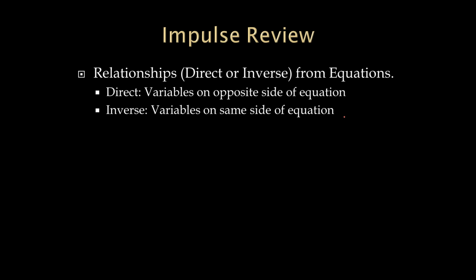An inverse relationship is if A goes up, B goes down, or vice versa. A direct relationship, if A goes up, B also goes up, or we could say it is if A goes down, B goes down. Put that arrow in there.